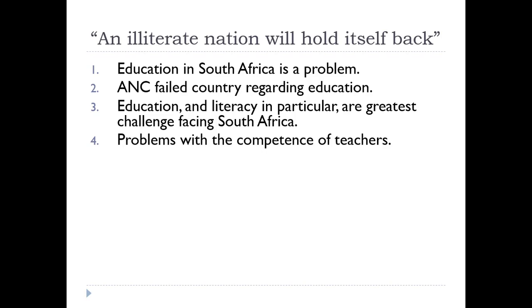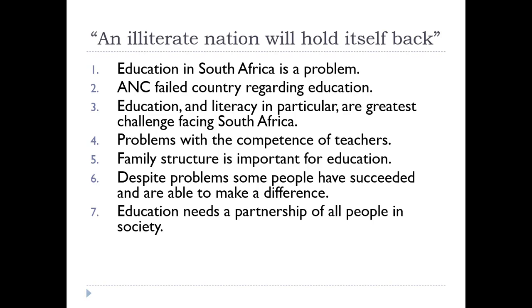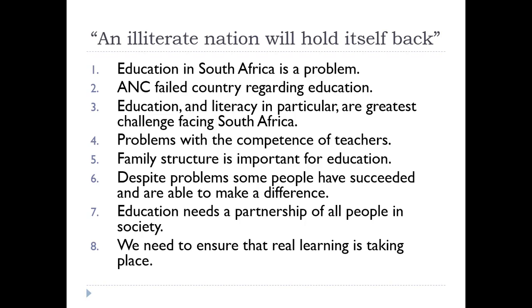Paragraph 4 moves to the teachers. So Rajab states there's a problem with the competence of teachers. Another problem is the family structure, and this is very important for education. Despite problems, some people have succeeded and are able to make a difference. And paragraph 7 is about the fact that education needs a partnership of all people in society. Paragraph 8, we need to ensure that real learning is taking place in the classroom. So these are the main ideas that came out of each of the paragraphs that we summarized.